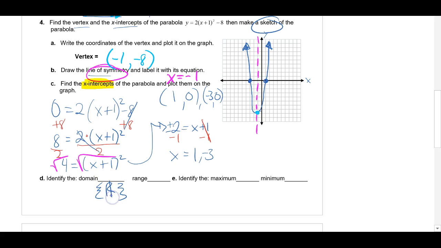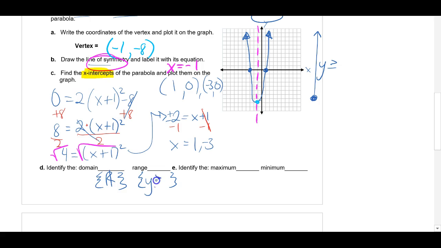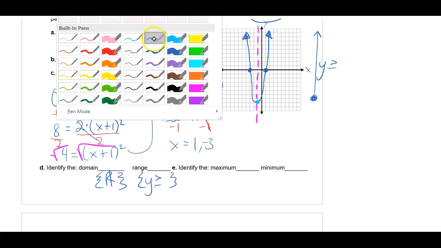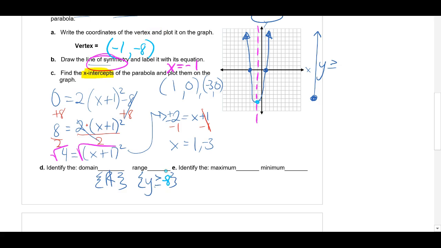all real numbers. We know that. Okay, range. You notice I'm putting it down here because there's not enough room to write this in. Range, remember, is always y, and if it's pointing up, it's going to be greater than or equal. And where does it stop at? On the bottom. Well, it stops at -8. And that -8, again, came from our vertex, or the y value of our vertex. So it's going to be -8.